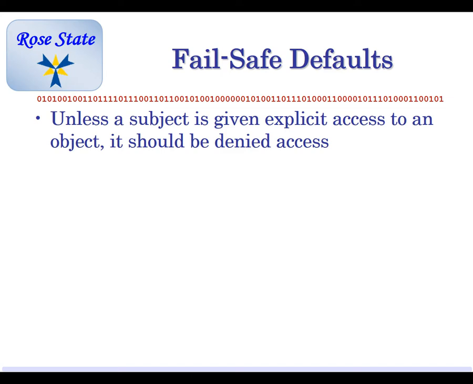Fail-safe default says unless the subject is given explicit access to an object, it should be denied access. Unless I let you in this building, you shouldn't be allowed in this building. Okay? So are you guys allowed in this building? Yes. Yeah, because you're holding classes here.